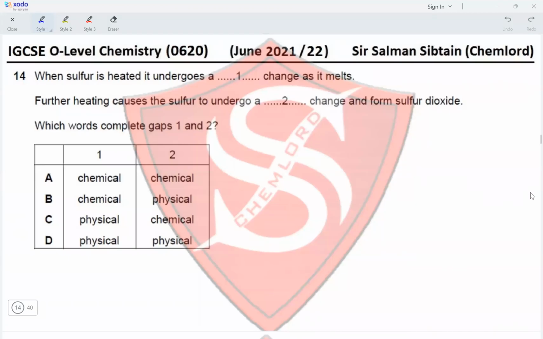Question 14. When sulfur is heated, it undergoes a dash change as it melts. If it is melting, it will undergo a physical change, not a chemical change. So this eliminates options A and B. Next, further heating causes the sulfur to undergo a dash change and form sulfur dioxide. So that means it is reacting with oxygen. And when it is reacting with oxygen, it is changing chemically and not physically. Which words complete gaps 1 and 2? Gap 1 is a physical change, gap 2 is a chemical change. So this makes option C the correct option for this question.